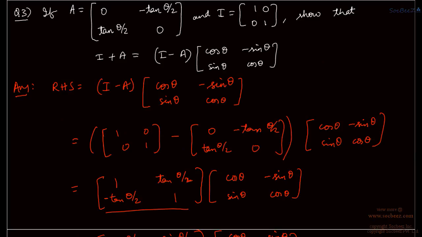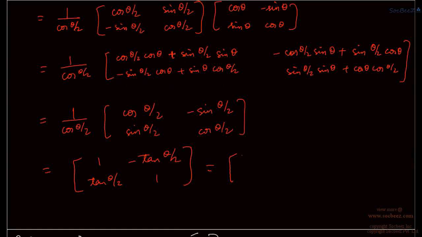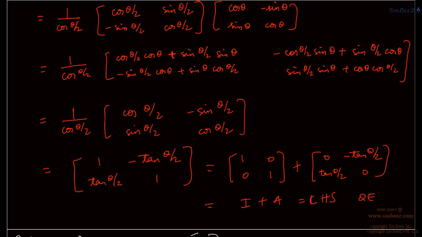Now I can easily expand this as 1 0 0 1 plus 0 minus tan theta by 2, tan theta by 2 and 0, right? The first one being I and the second one being A, which is equal to my LHS, right? So we see that here just the knowledge of matrices will not be useful unless you also know trigonometry and those basic and important formulae thoroughly.